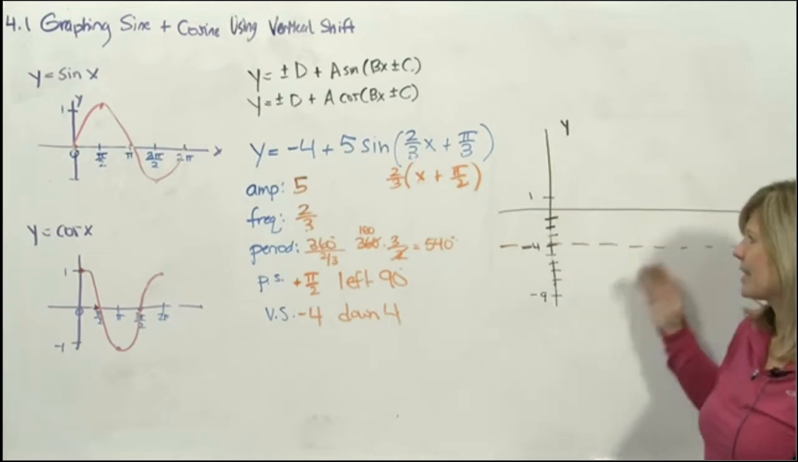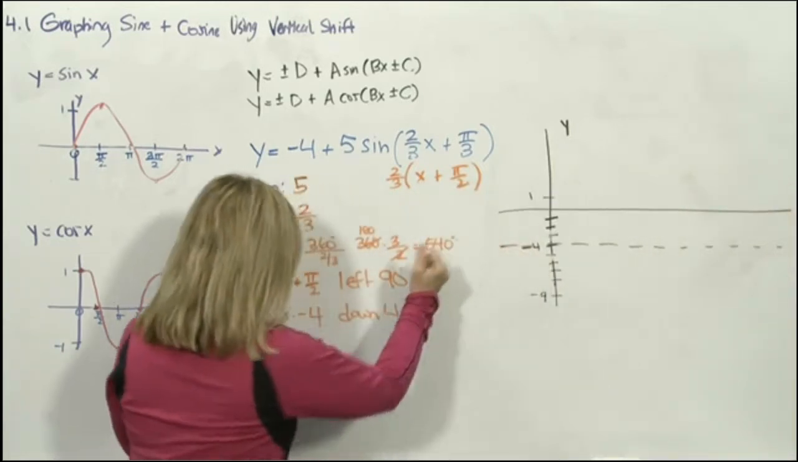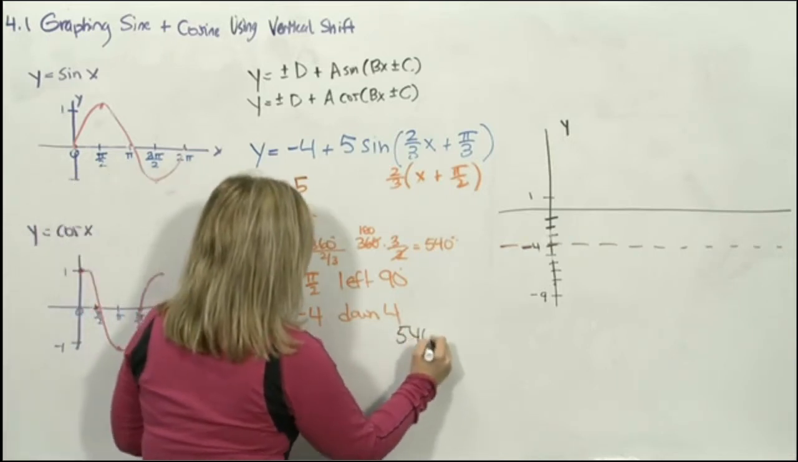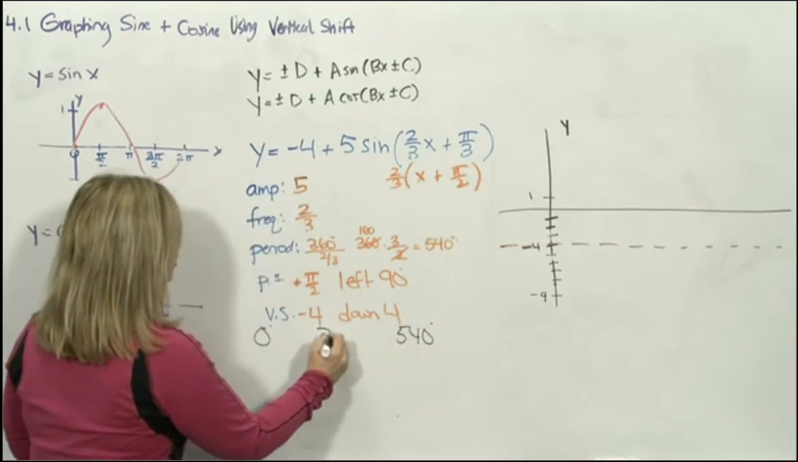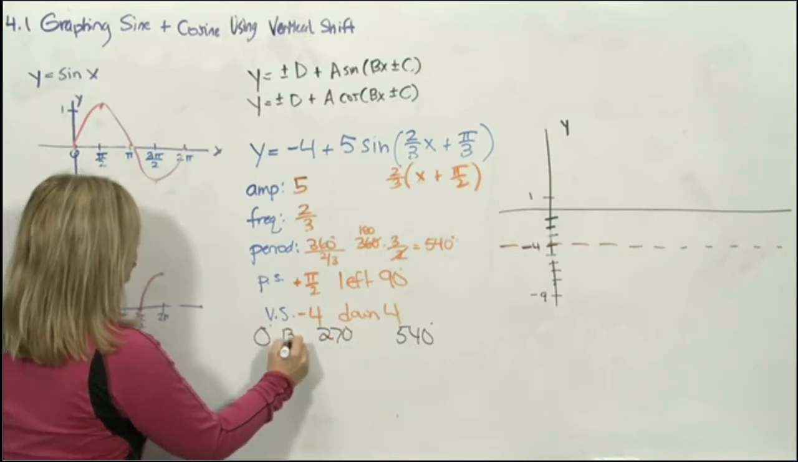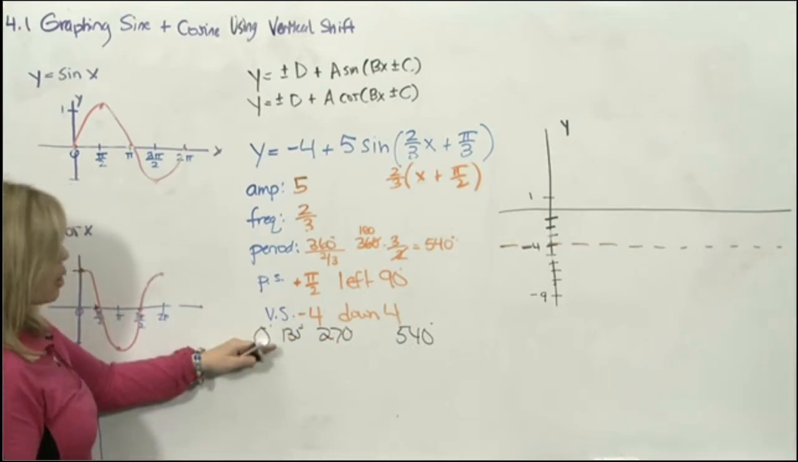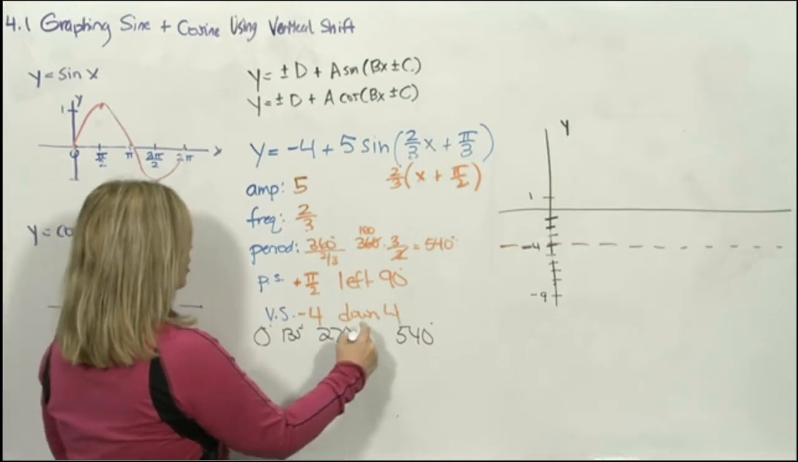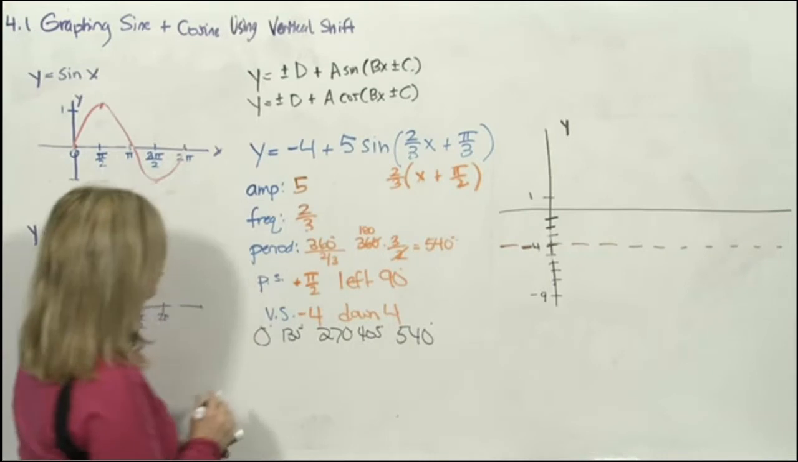Now we got to get the x-axis. So we got to use our period. Our period starts at 0, goes to 540. Halfway is 270. Halfway is 135. So this is going up by 135. So I added 135, so this would be 405.